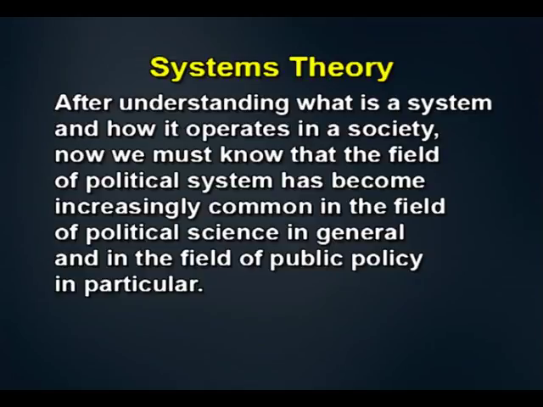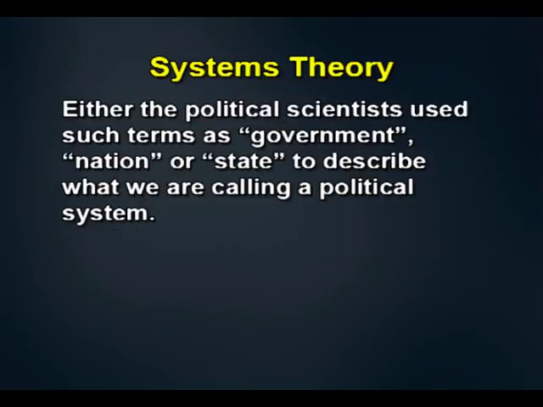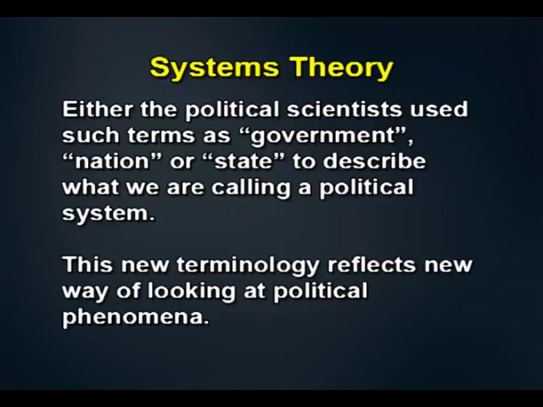After understanding what is a system and how it operates in a society, now we must know that the field of political system has become increasingly common in the field of political science in general and in the field of public policy in particular. Either the political scientists used such terms as government, nation or state to describe what we are calling a political system. This new terminology reflects a new way of looking at political phenomena.